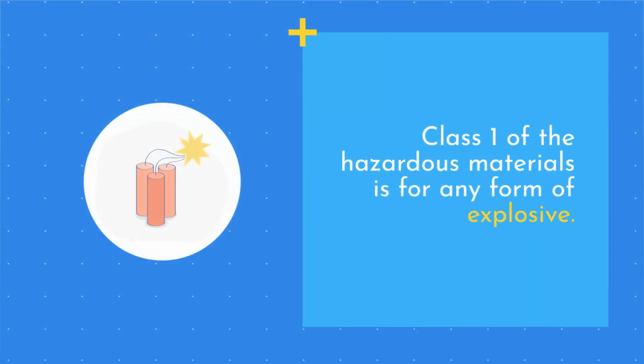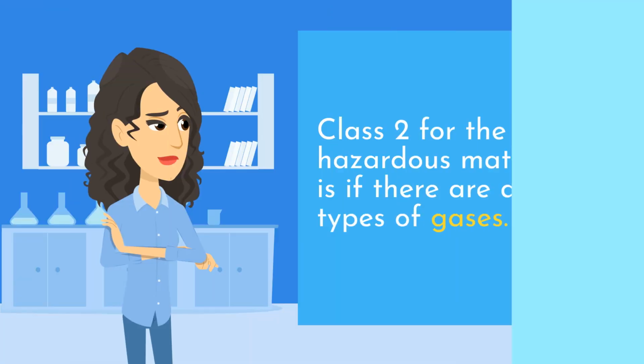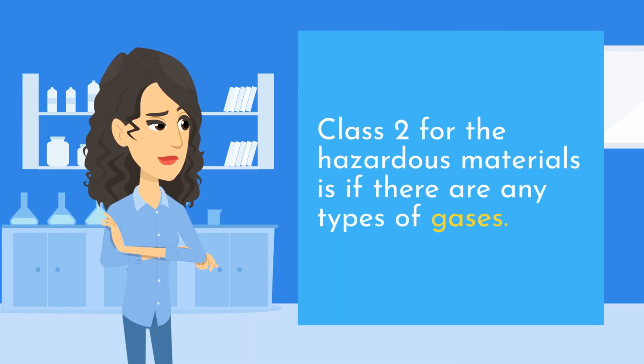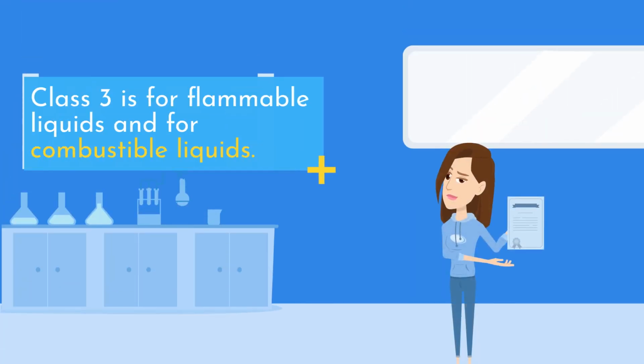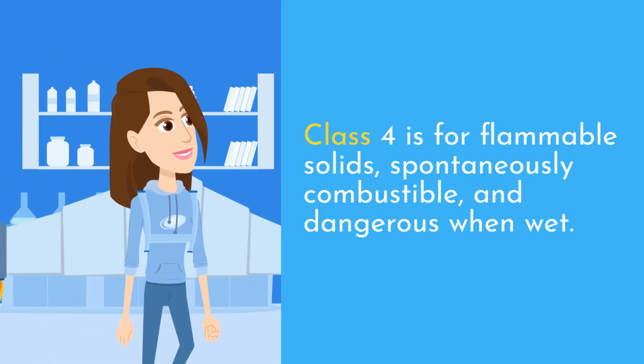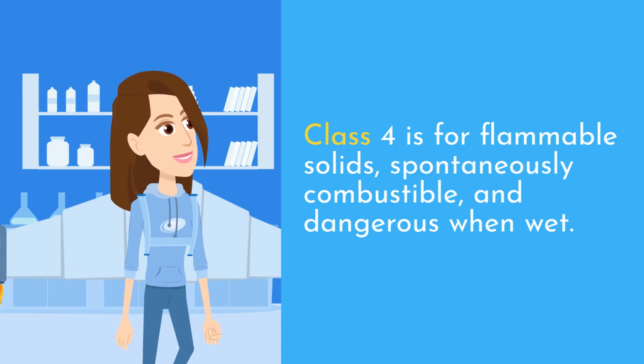Class 1 of the hazardous materials is for any form of explosive. Class 2 for the hazardous materials is if there are any types of gases. Class 3 is for flammable liquids and for combustible liquids. Class 4 is for flammable solids, spontaneously combustible, and dangerous when wet.